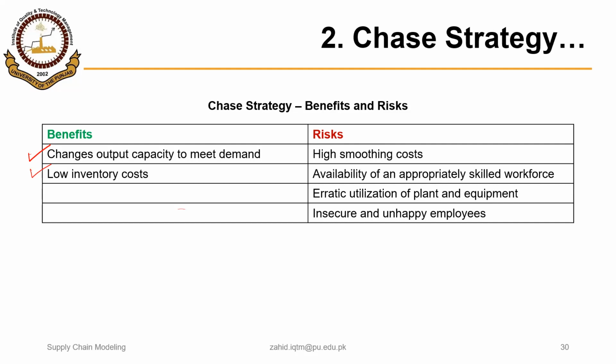The risks of this strategy are high smoothing costs. So you have to vary production from low to high and high to low. So you have what are called capacity related cost. Availability of an appropriately skilled workforce can be a challenge. Erratic utilization of plant and equipment. So sometimes you are producing more, sometimes you're producing less. So underutilization of resources and non-stable utilization of resources is also quite tricky to manage.